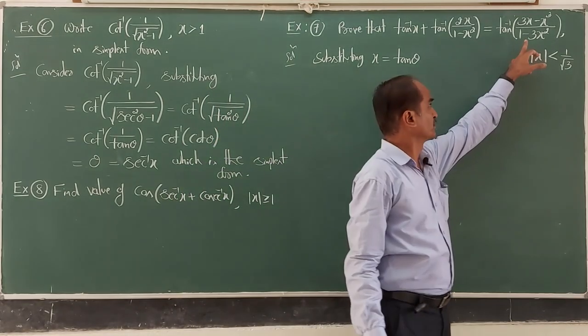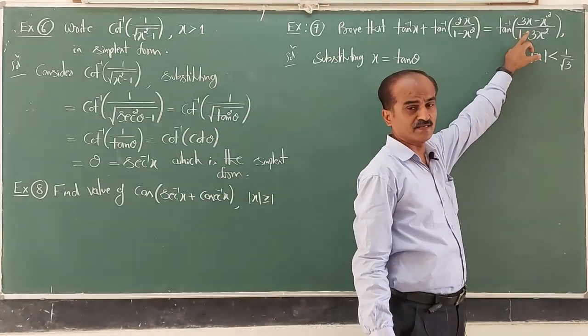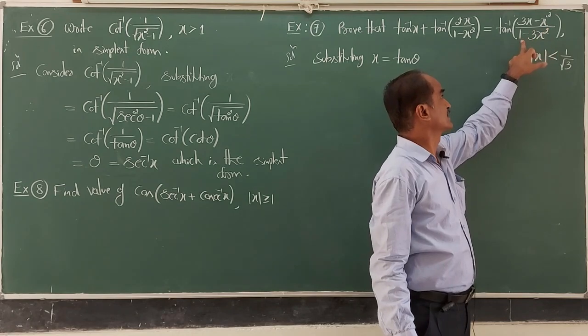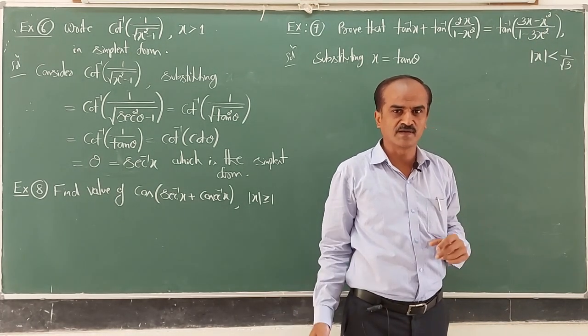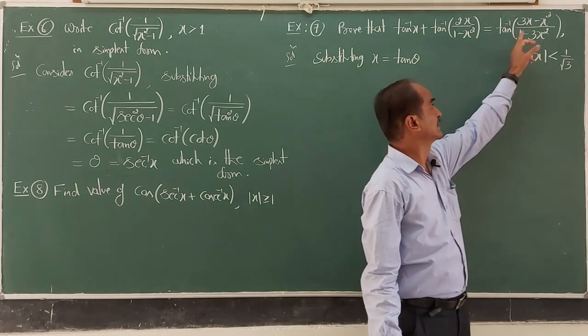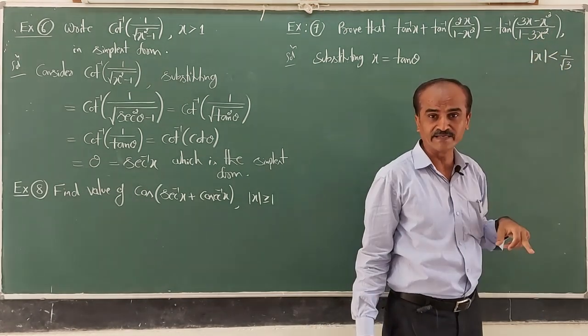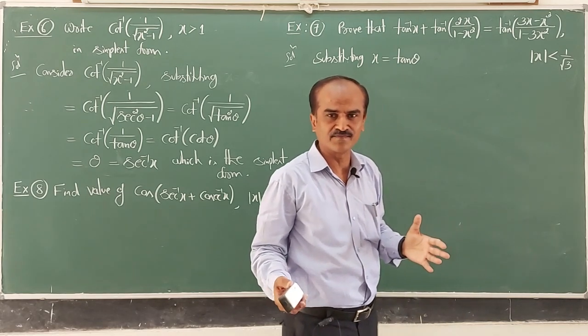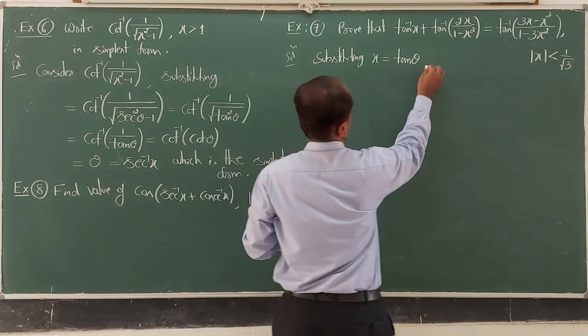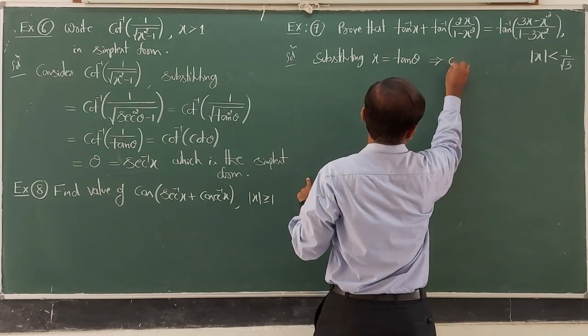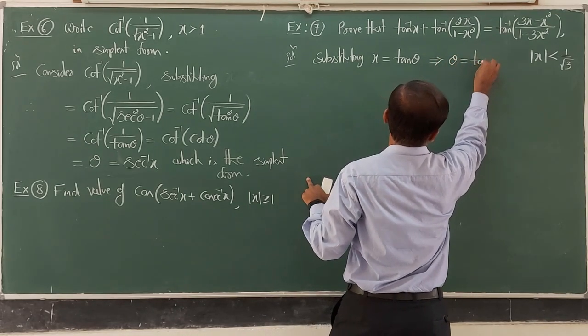Suppose we substitute sin theta here, I am starting with RHS: 3 sin minus sin cube divided by 1 minus 3 sin cube. No such formula is available. Now substitute tan: 3 tan minus tan cube by 1 minus 3 tan square. I hope you remember this is the standard formula of tan 3 theta. So I substitute x equal to tan theta. Later I can write theta as what? Tan inverse x.